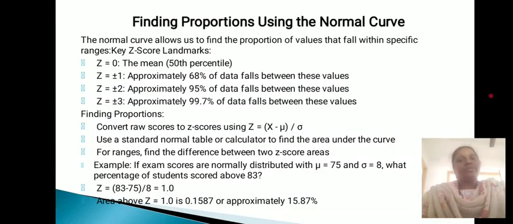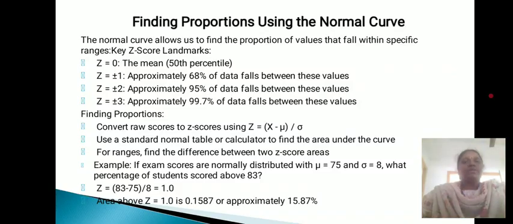Next topic is finding probabilities using the normal curve. The normal curve allows you to find the proportions of values that fall within specific ranges. Z-score landmarks: Z equal to 0 is the mean, the 50th percentile.